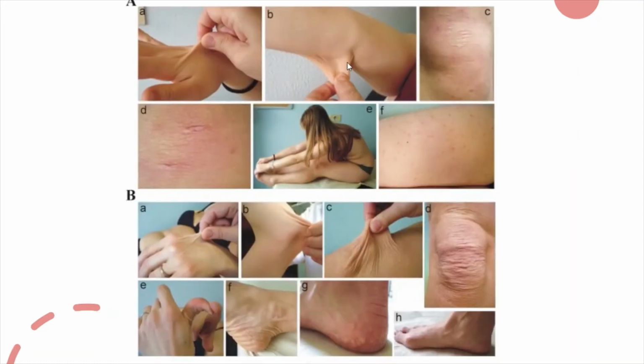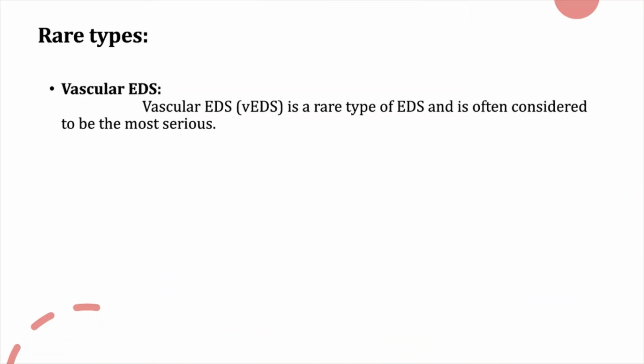Here we can see the elasticity of the skin, and this is the hypermobility. What are rare types?